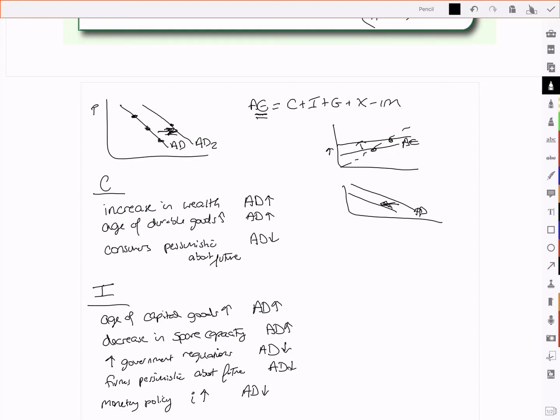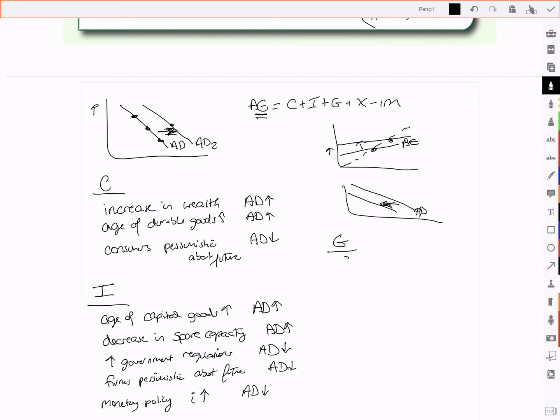All right, so we have consumption spending that can change aggregate demand, so either an increase in wealth, a change in the age of durable goods, or consumers being more optimistic or pessimistic about the future. We had investment spending. Changes in investment spending include capital goods getting older, a change in spare capacity, change in government regulations, firms being more optimistic or pessimistic about the future, and changes in monetary policy or interest rates from government debt. All right, C, I, then G.